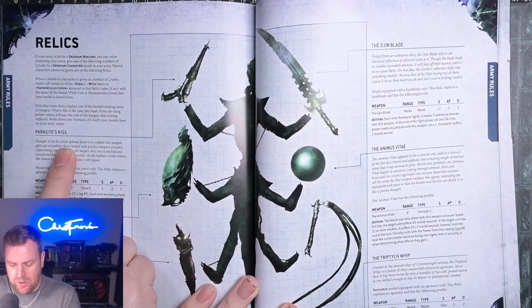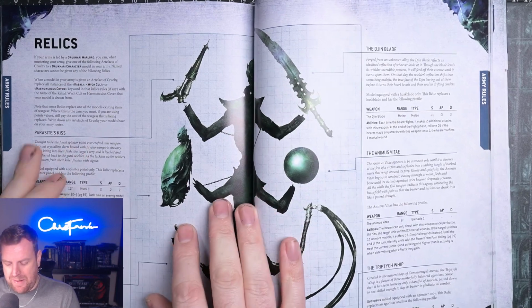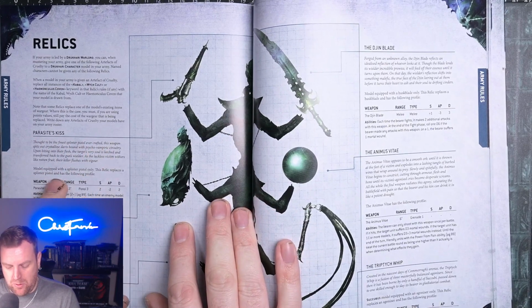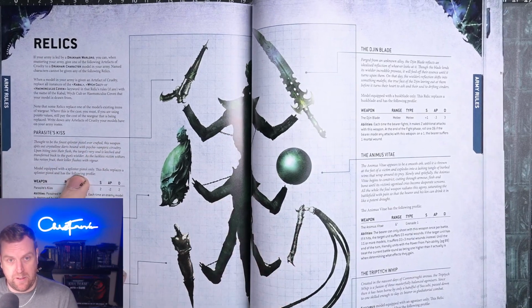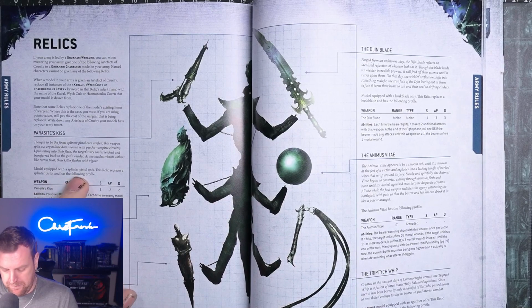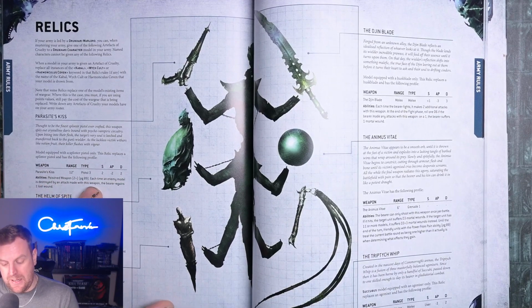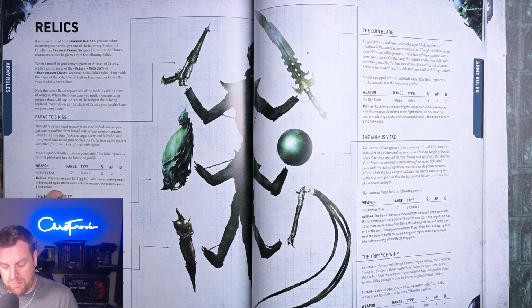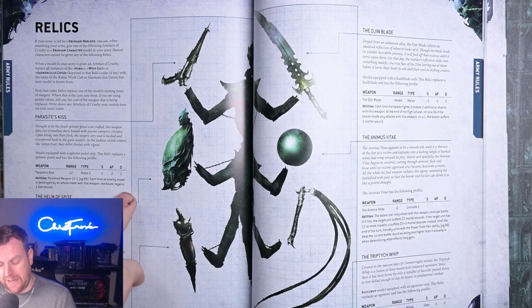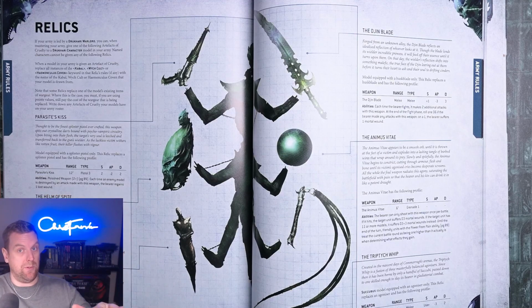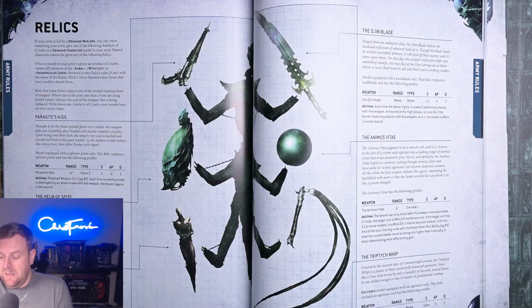If you look over here, there's something called a Parasite's Kiss. So the Parasite's Kiss is a model equipped with a splinter pistol only. Okay, so you can only have a splinter pistol with it. And it replaces that splinter pistol, and it has the following profile. So the following profile is a poisoned weapon. Each time an enemy model is destroyed by an attack with this weapon, the bearer regains 1 lost wound. So every time you kill something, you get a wound back.